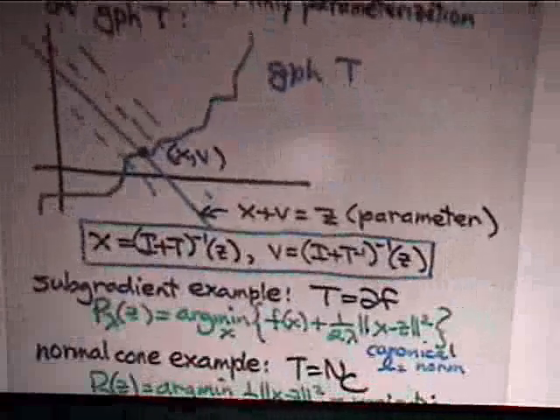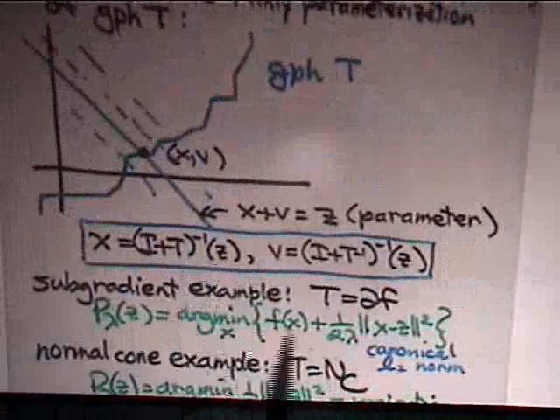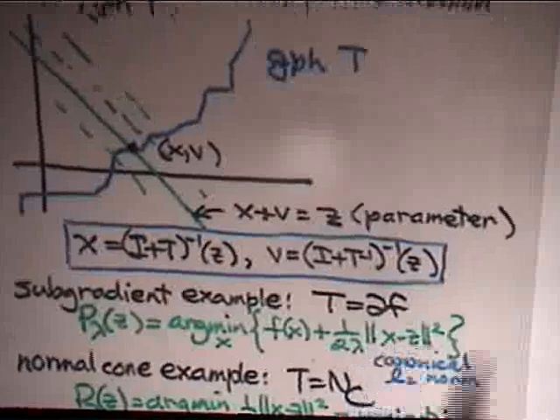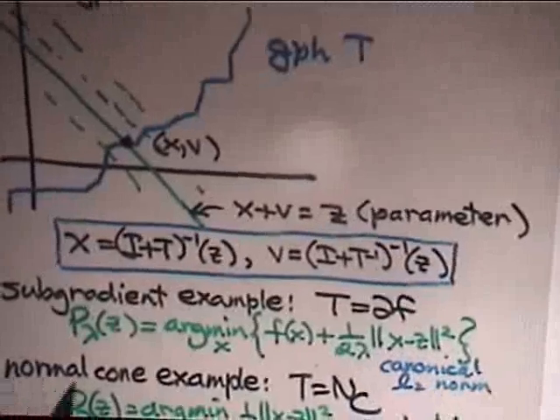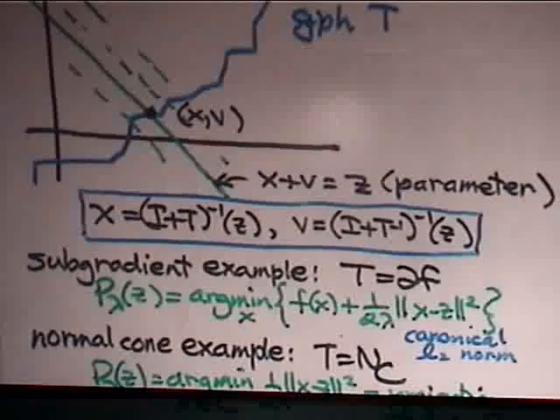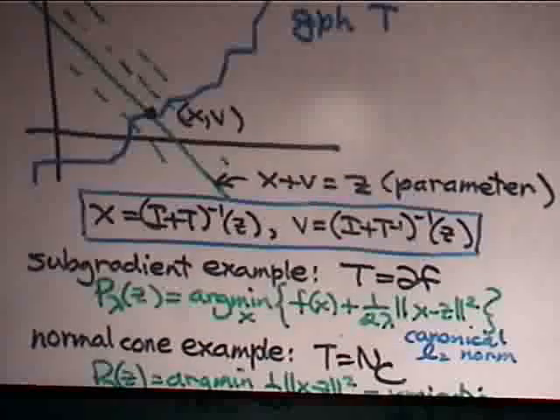And you can calculate these. So in the subgradient example, to calculate this, you solve a minimization problem. In the normal cone example, if that's a normal cone, it's simply finding a projection on the set. So although the resolvents might be abstract things in some areas, here they are not.